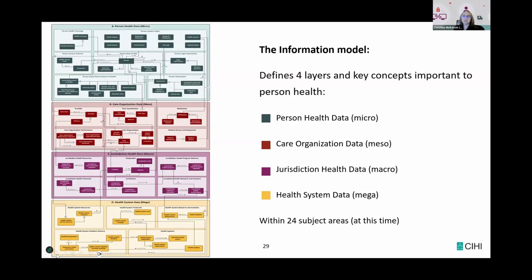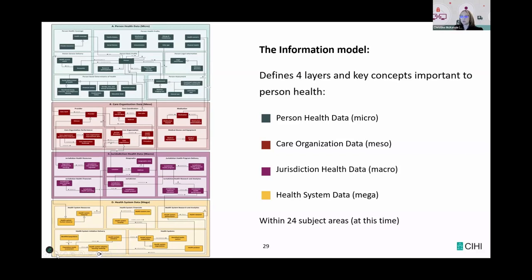So within each of these layers, starting at the teal section, you'll notice that there's some hollowed boxes, like a lighter color of teal. This is what we call a subject area. So right now across our data model, we've identified 24 subject areas. And then within each of those subject areas, you'll notice a darker teal box. You'll notice across all the subject areas that there are darker boxes. Those shaded boxes are what we call concepts.